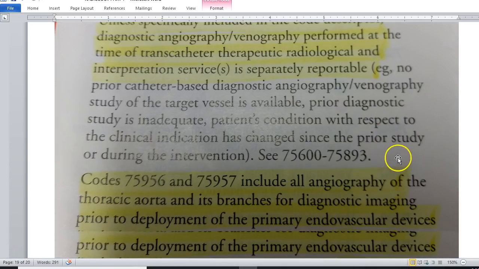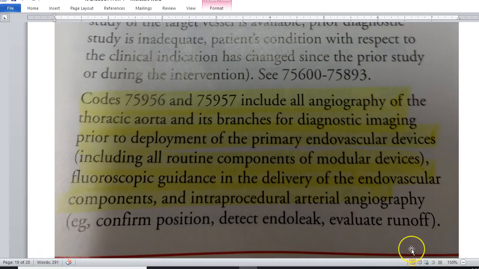Okay? And then it goes on to tell us that codes 75956 and 75957 include all angiography of the thoracic aorta and its branches for diagnostic imaging prior to the deployment of the primary endovascular devices, including all routine components of modular devices, fluoroscopic guidance in the delivery of the endovascular components, and intraprocedural arterial angiography to do things like confirm position, detect endoleak, and evaluate runoff. So again, the diagnostic imaging is all included because we want to make sure we're getting to the right place. Okay, so we want to keep that in mind.